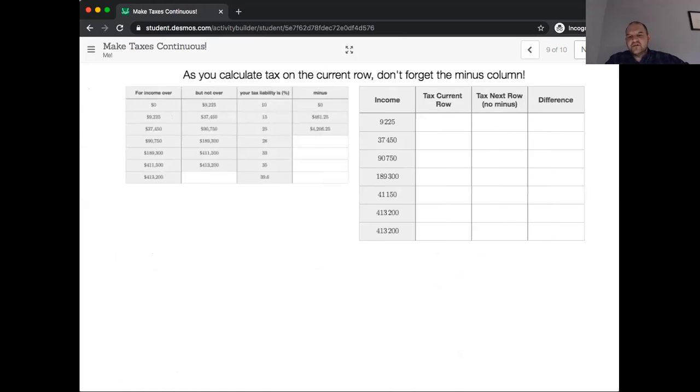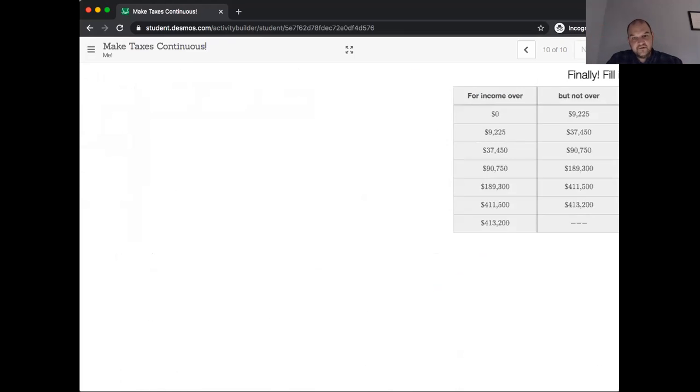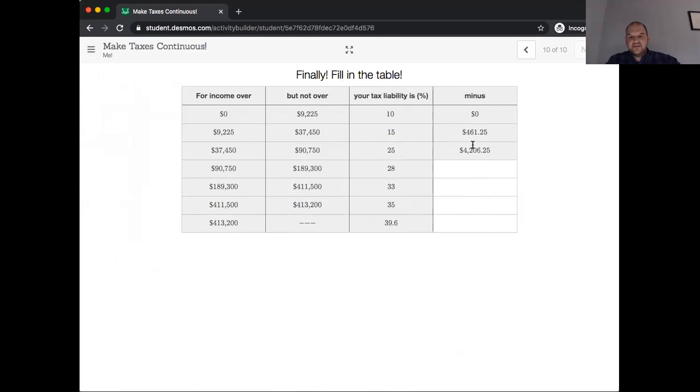This other approach is basically the approach I did on the calculator. I found the tax on the current row, the tax on the next row, and found the difference. You can see them fill in if you want, and you can fill in this table if you would like. I would not like to.